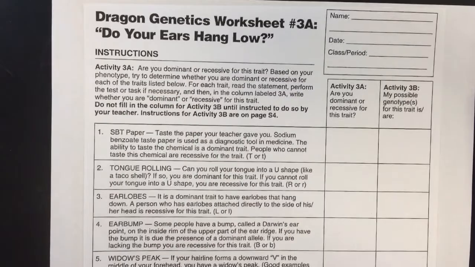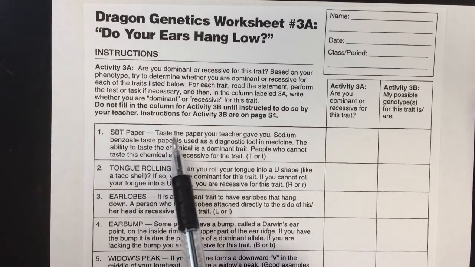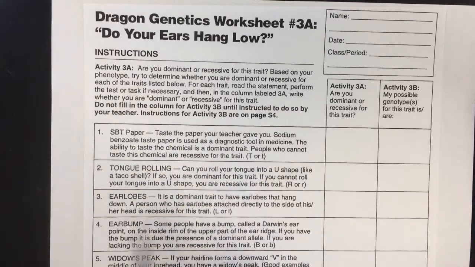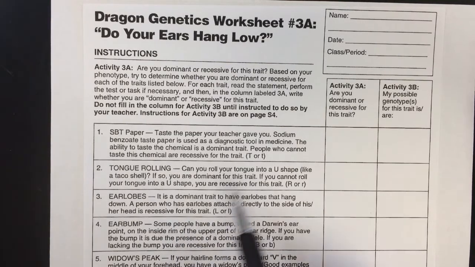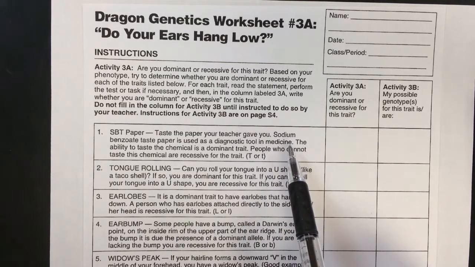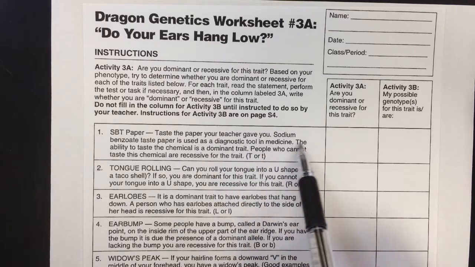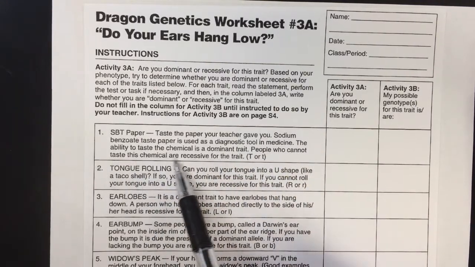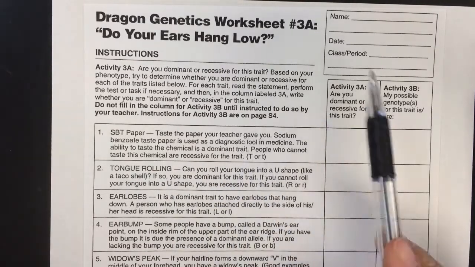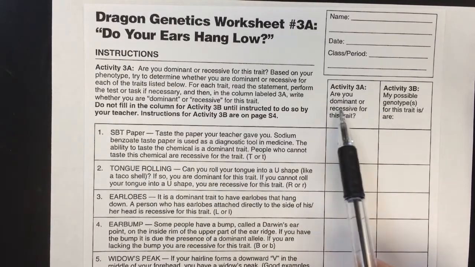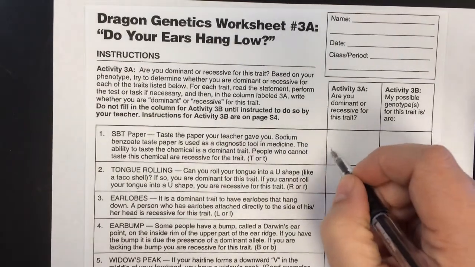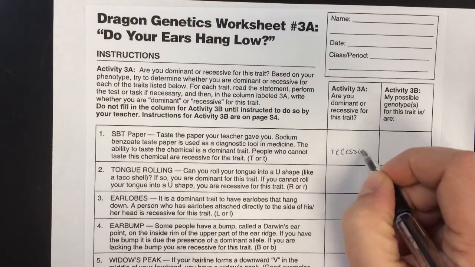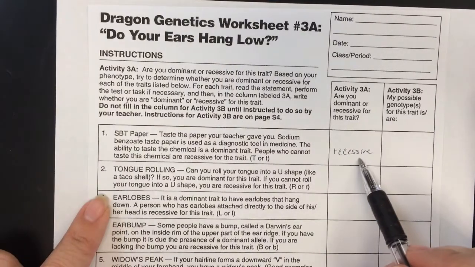In our first one, SBT paper, taste the paper your teacher gave you. Now come to see me when you get to this point. I do have that paper, and yeah, you're going to love it. Sodium benzoate taste paper is used as a diagnostic tool in medicine. The ability to taste the chemical is a dominant trait. People who cannot taste this chemical are recessive for this trait. In this first column, it's asking, are you dominant or recessive for this trait? Well, I've done it before, and I happen to be recessive. So I put recessive here.